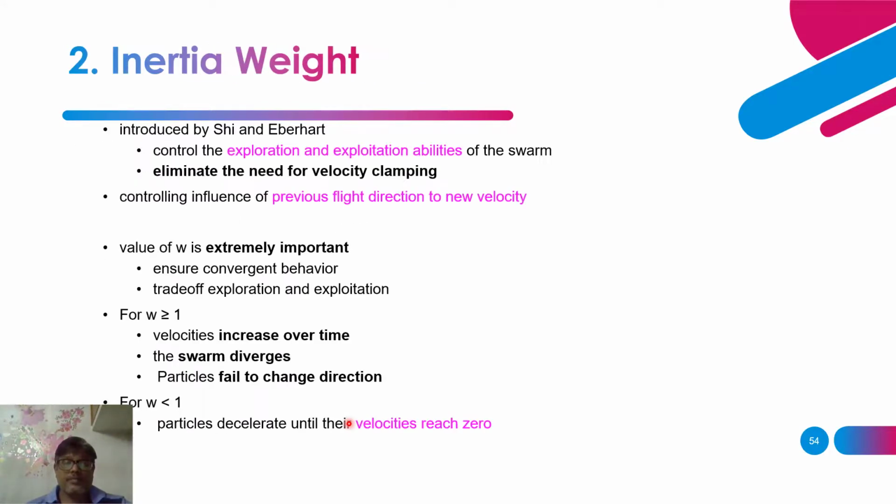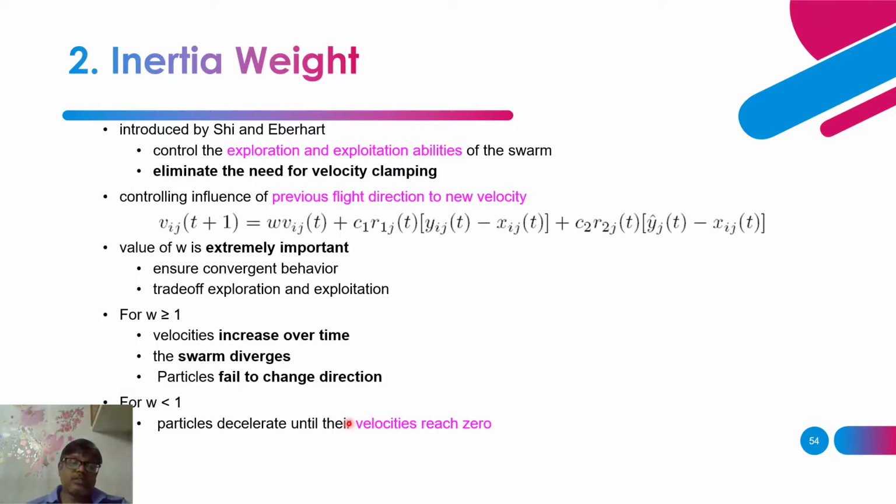It is again introduced by Shi and Eberhart and controls the exploration and exploitation abilities of the swarm, similar to the previous one, and eliminates the need of velocity clamping. So here the parameter will not be applied to the other two, that is, the second and third terms of the equation will not have any weight, only the first term will have a weight. It controls the influence of the previous flight direction on the new velocity. So you can see the weight is only applied to the first term, the second and third terms are left free.